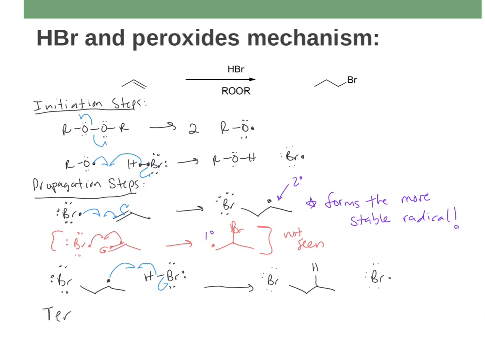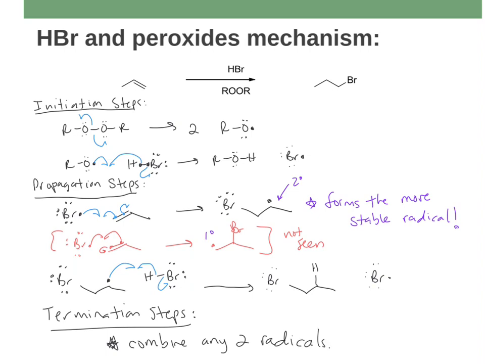You can imagine that there would be termination steps here also. I'm not going to draw any, but again, you just combine two radicals to get the termination steps. But that's what allows us to see the fact that the bromine added not on the secondary carbon, but on the primary carbon. So when we look at our product here, primary carbon, secondary carbon, we added the bromine to the less substituted carbon in that alkene.